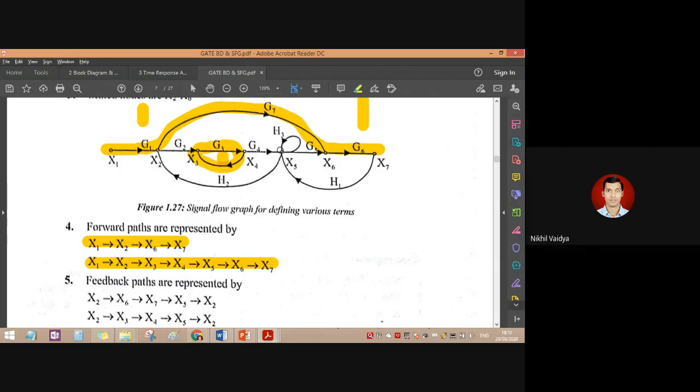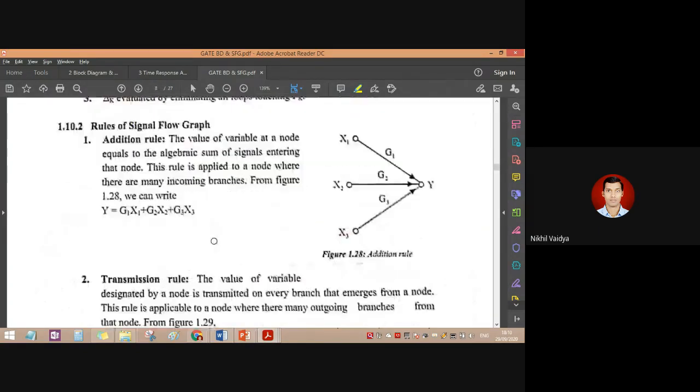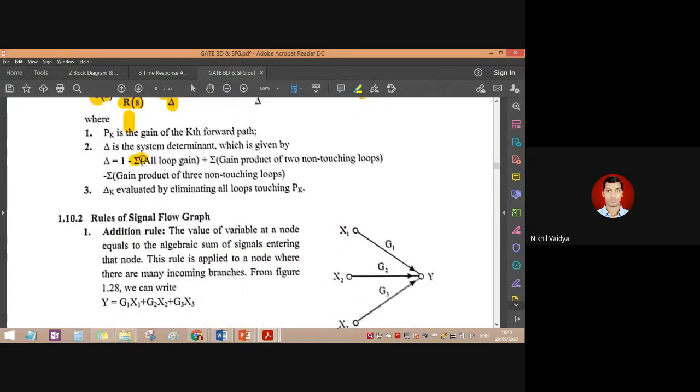Next, this loop gain is what? H3. This loop gain is what? G5, G6 and H1. This loop gain is what? This complete loop, this biggest loop. See, this is the loop, and this loop gain will be G2, G3, G4 and H2. This will be the loop gain. So summation of all the loop gains. We just have to write the summation of all these loops, plus gain product of two non-touching loops.